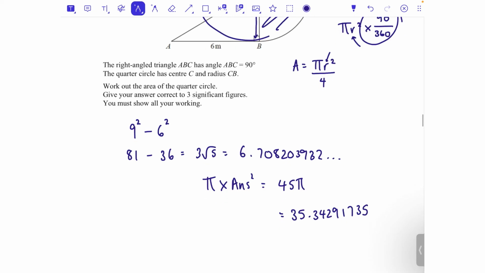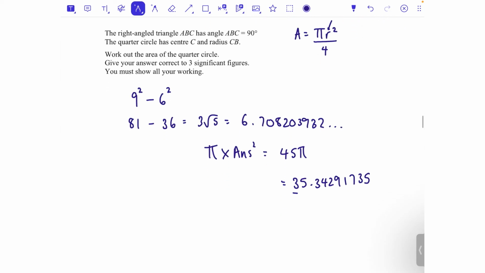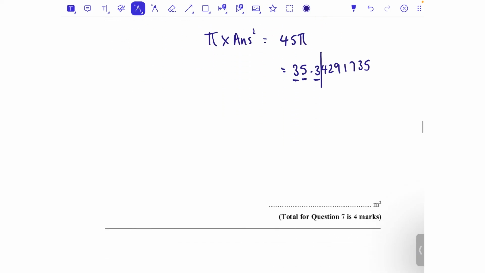35.34291735. They want it to 3 significant figures. So there's your first significant figure, there's your second, there's your third. 4 rounds down, so 35.3. And we are in metres squared here. That's fine, the units are on the answer line, so we're okay with that. 35.3 is your answer for 4 marks.